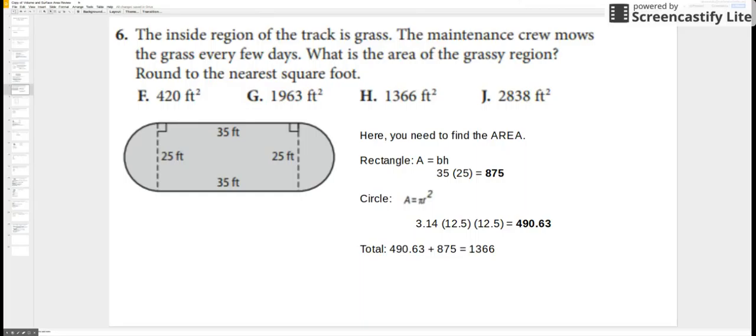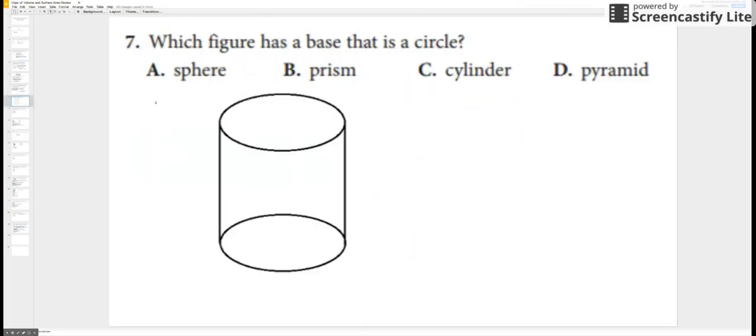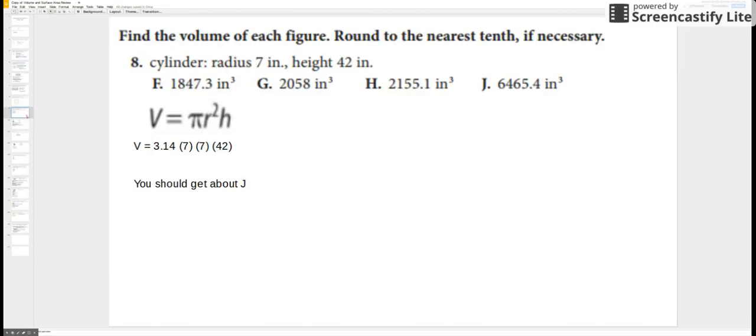Okay, moving on to the next example. Which figure has a base that is a circle: a sphere, a prism, a cylinder, or a pyramid? Well, here is an example of a cylinder. Your answer is C, a cylinder. Here is our next example. Find the volume of the figure, rounded to the nearest tenth if necessary. We have the volume of a cylinder. This is the formula: volume equals pi r squared h. Pi is 3.14. Your radius is given to you, 7 inches, so it's 7 times 7 because it's radius squared, times your height, which is 42. Just multiply all those numbers and you should get about J.